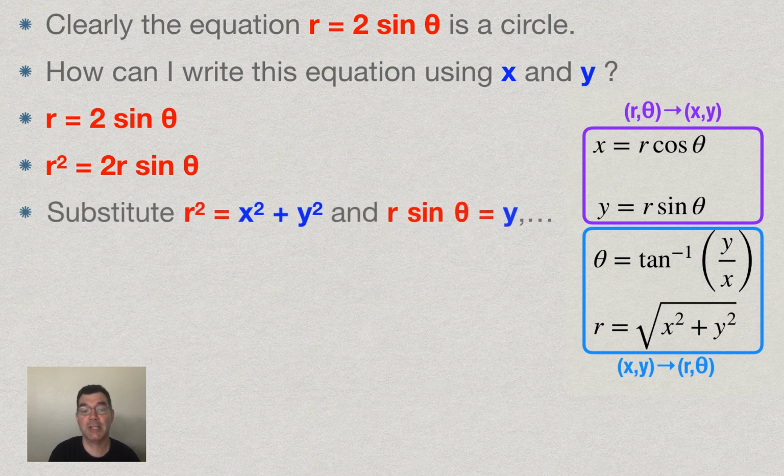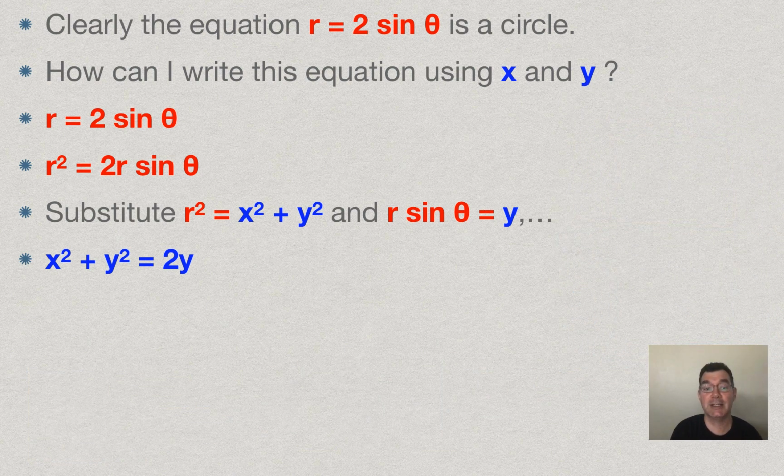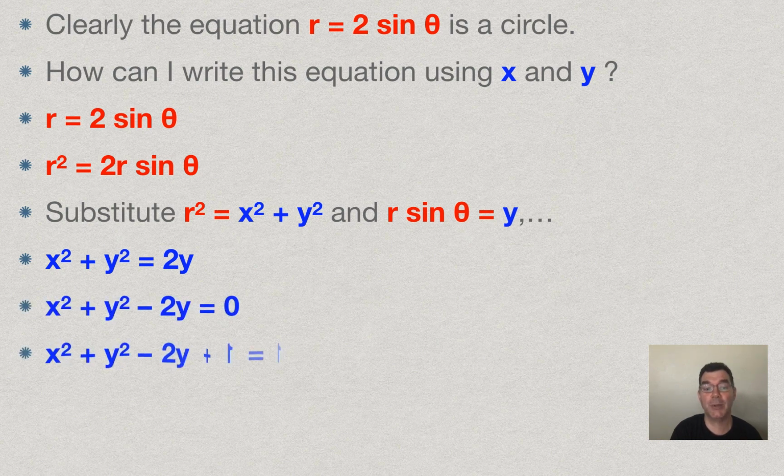Well, one of the equations that I wrote before said that r squared was x squared plus y squared, and another one said that r times the sine of theta was y. So I can make those substitutions, and the left side becomes x squared plus y squared, and the right side becomes 2y. So now I have an equation that is purely in terms of x and y. And then I solve it by subtracting 2y from both sides, adding 1 to both sides, and then rewriting the left side so that it is x squared plus (y minus 1) all squared equals 1.